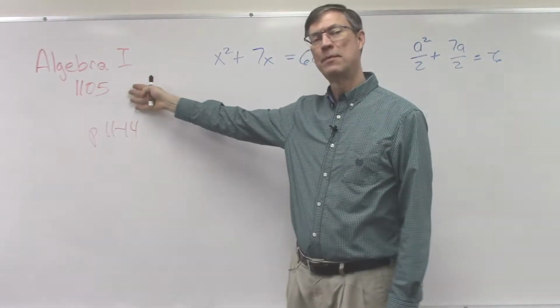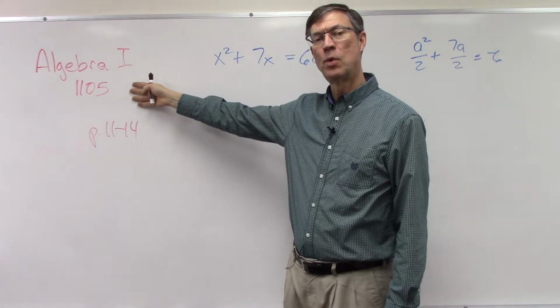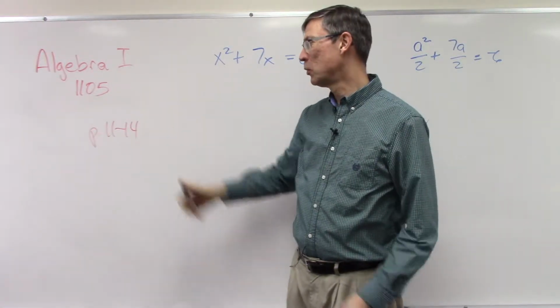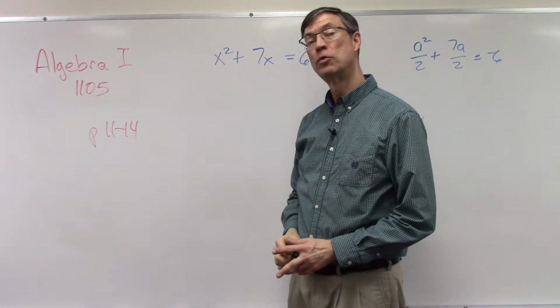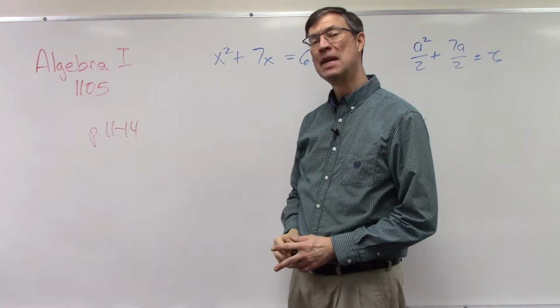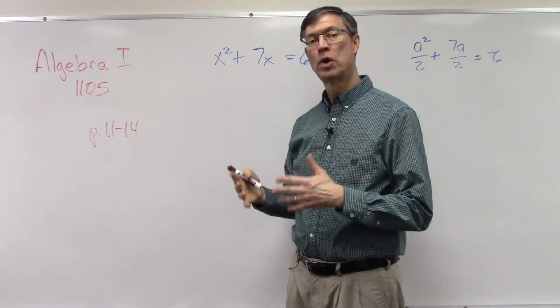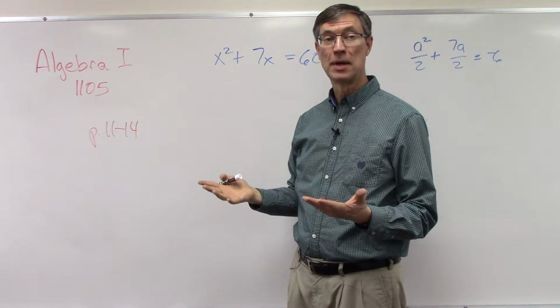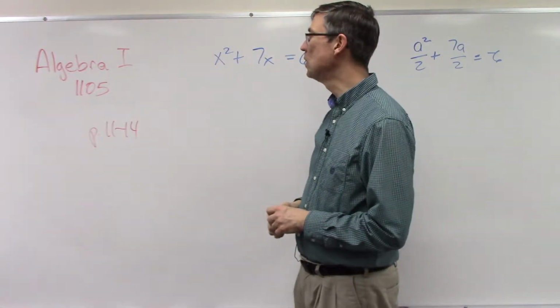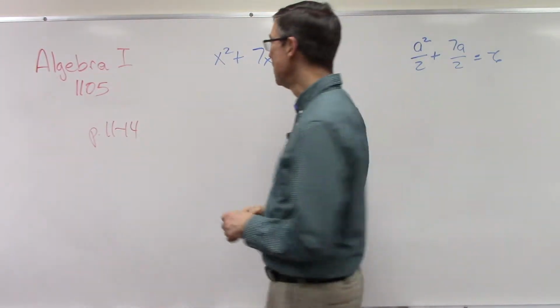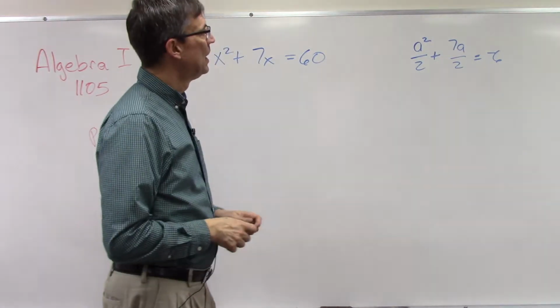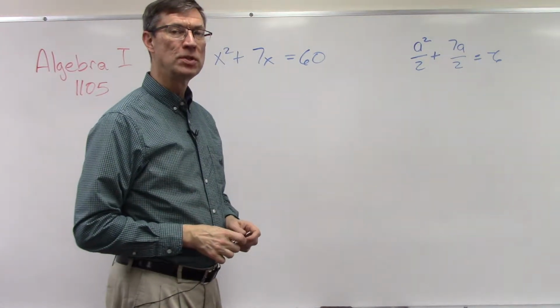All right, 11:05 is our Algebra 1 PACE, and we're going to talk about a quick lesson here on pages 11 through 14, solving for x. This time, instead of taking the square root of both sides to solve for x, we have to actually factor a trinomial. They give a few examples, and make sure you study those examples.